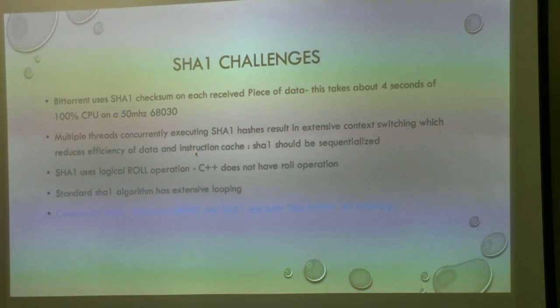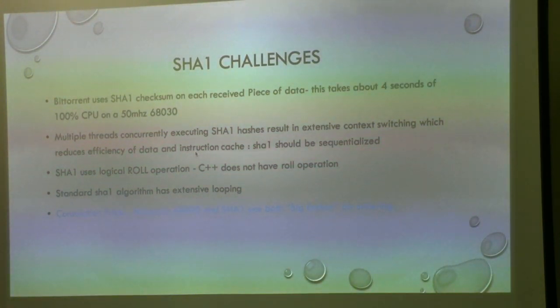SHA-1. Okay, so this is an algorithm that BitTorrent has to use to do the confirmation of every little piece of data that comes in. It's very CPU intensive, and on a 50 megahertz machine it would take something like 70% of the available CPU just to do SHA-1, and that's only if you're downloading at like 40 kilobytes a second. So on this computer right now, I've optimized it a lot, so the SHA-1 uses less than half of the CPU time.